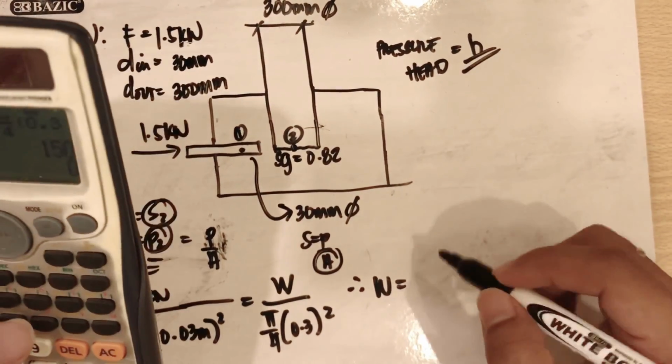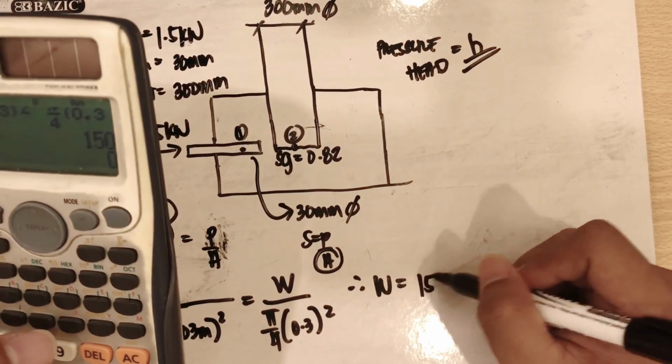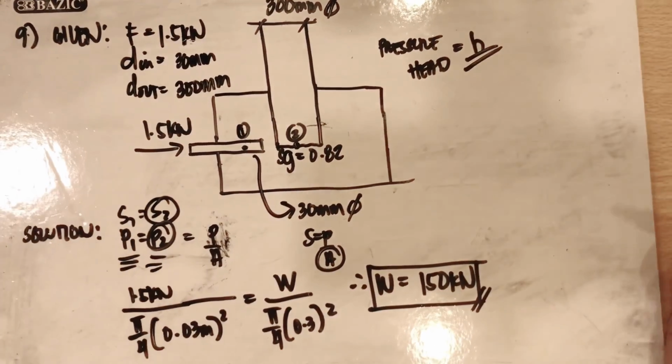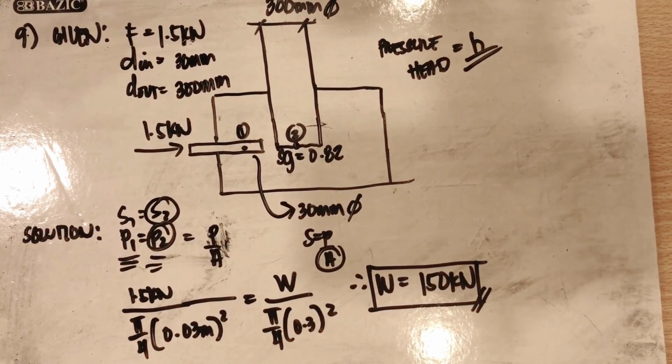Ayan. So, weight W is equivalent to 150 kilonewton. So, ito na yung ating weight. So, that's all for problem number 9.